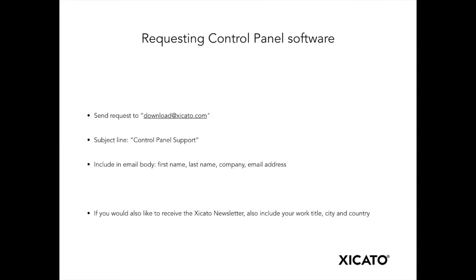Request the control panel software by sending an email to download@xicato.com. Use the subject line Control Panel Support and include your first name, last name, company, and email address in the body of the email. If you give us more information, we will include you on our monthly newsletter mailings.